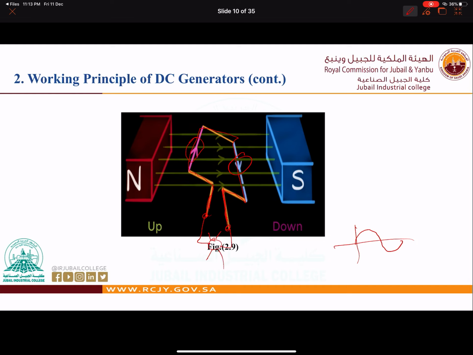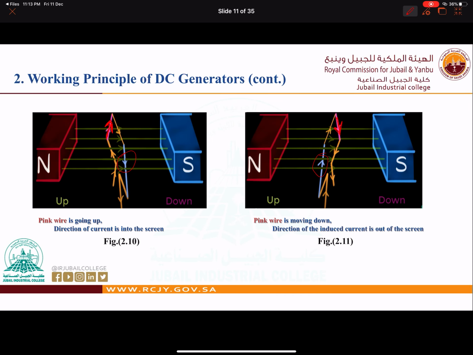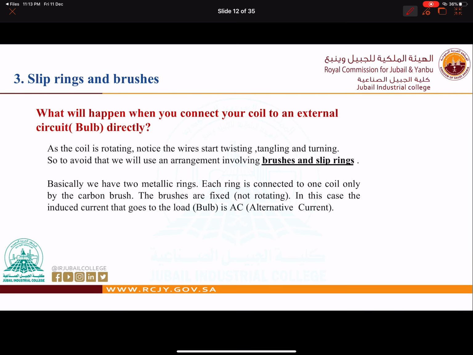Okay, so we will see together what will happen. Now as the coil is rotating, notice that the wires start twisting, tangling and turning. So to avoid this, we will use an arrangement involving brushes and slip rings. Basically we have two metallic rings. I will show you on the coming slide. Each ring is connected to one coil only by the carbon brush.